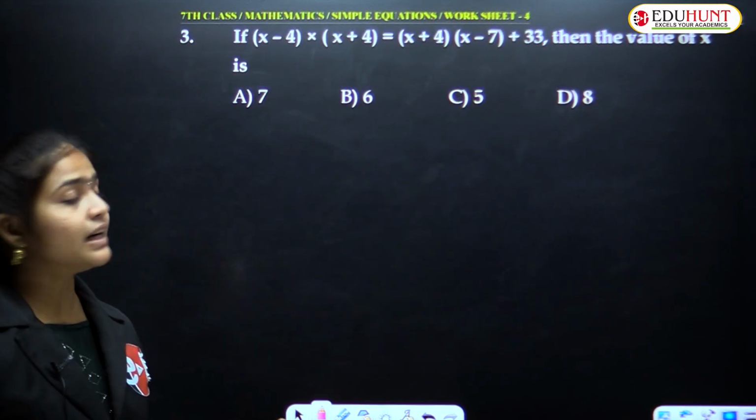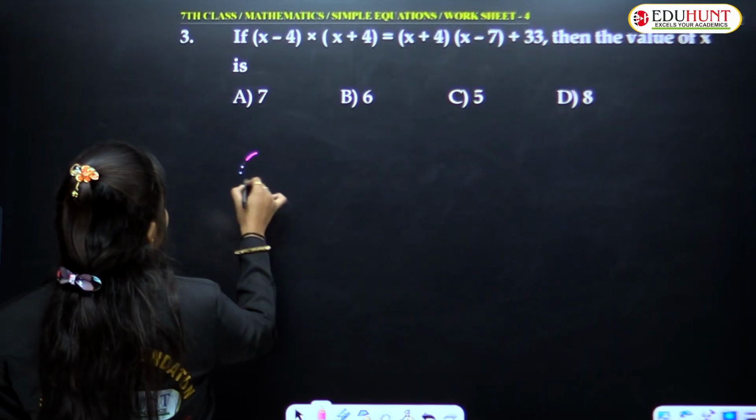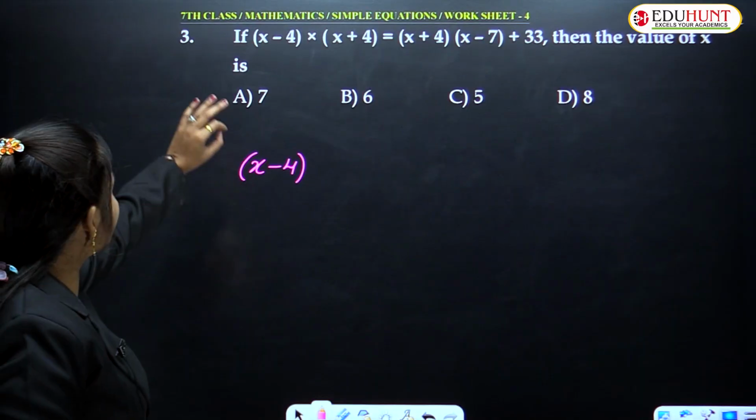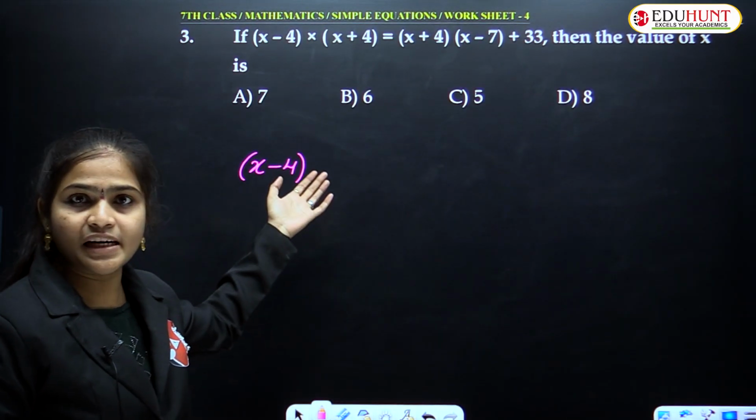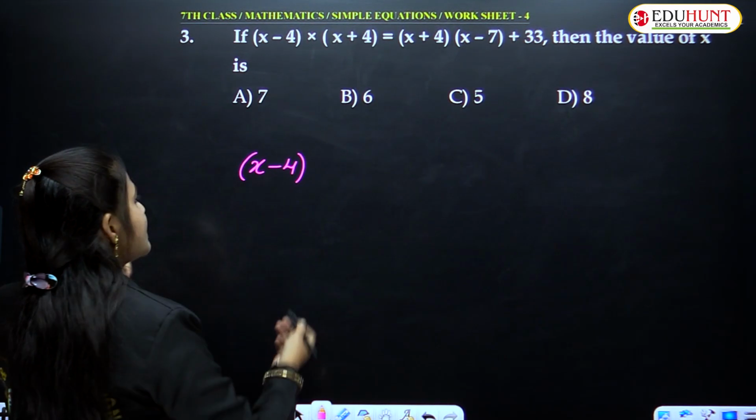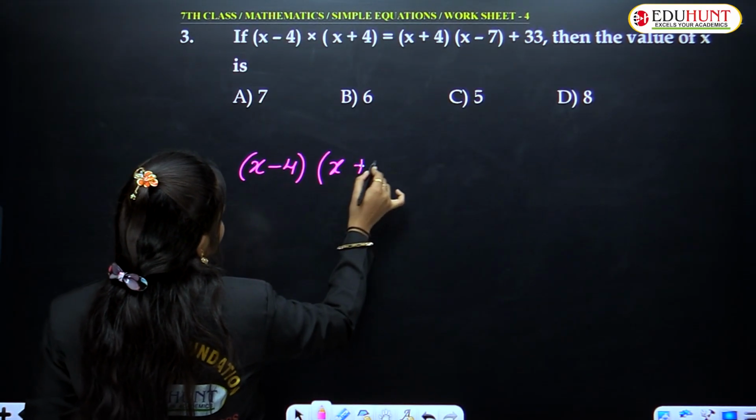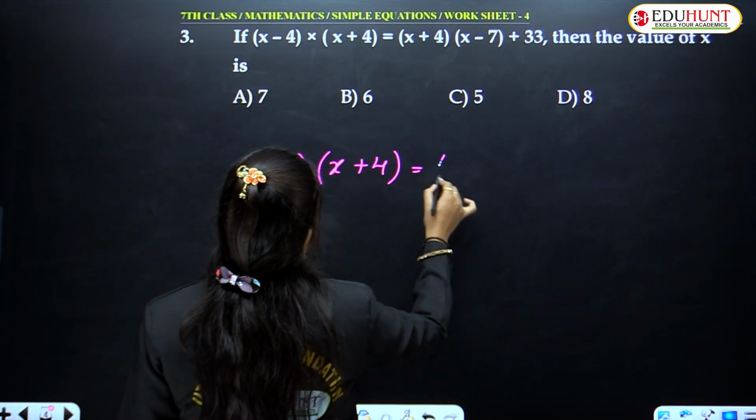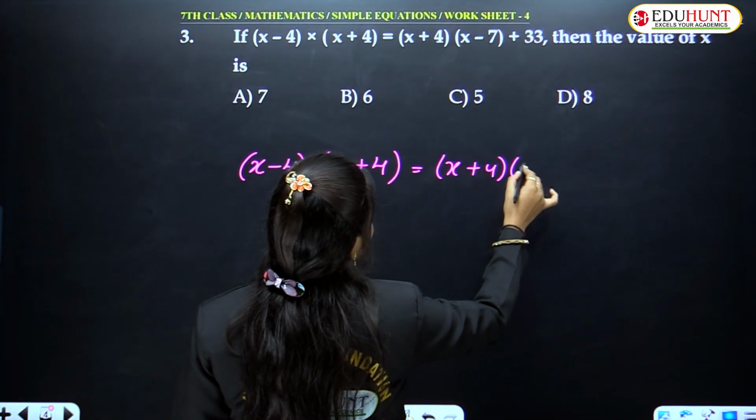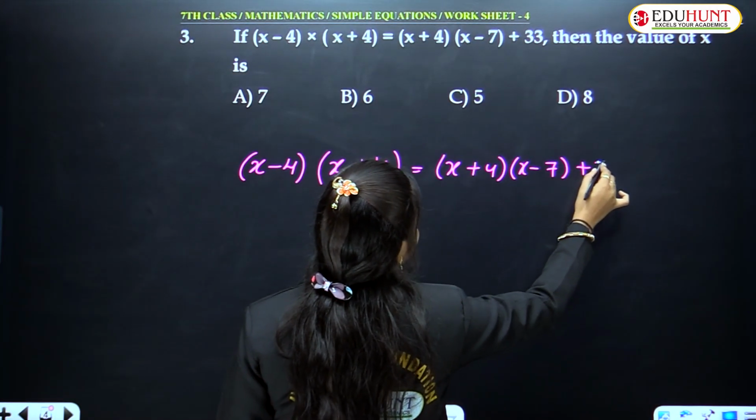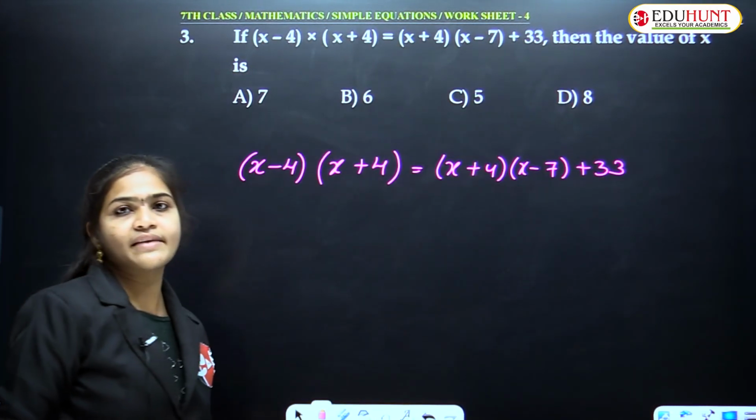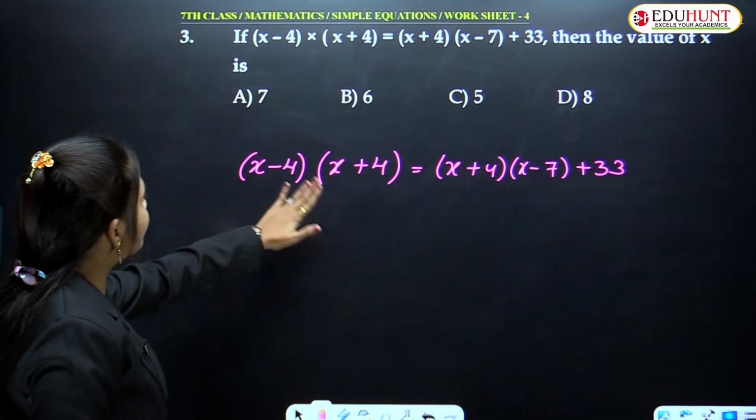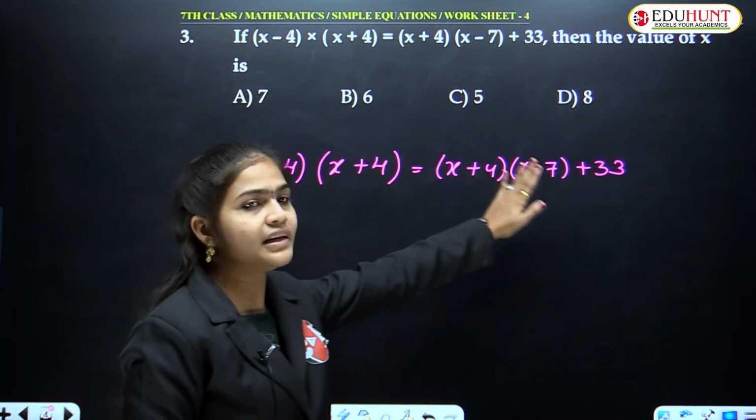See here, ma. Next, third question. If x minus 4, here it is in brackets, so we can take it as multiplication. Here the multiplication symbol is not written, but no need to write it. So write this as x minus 4 into x plus 4, which is equal to x plus 4 into x minus 7 plus 33. Am I clear, ma? Now simplify this. First we have to simplify the LHS side. Next we have to simplify the RHS side.